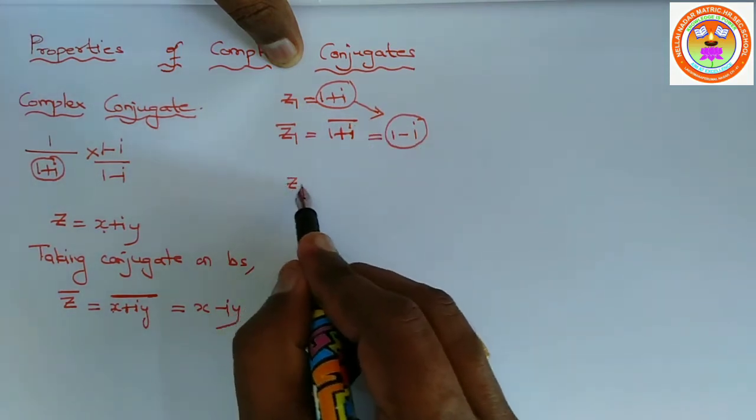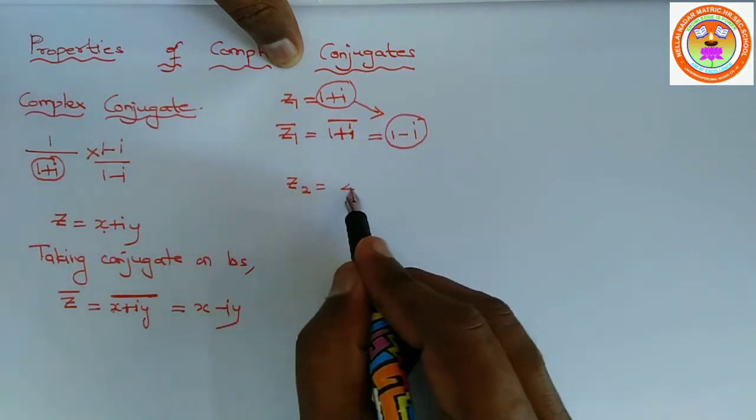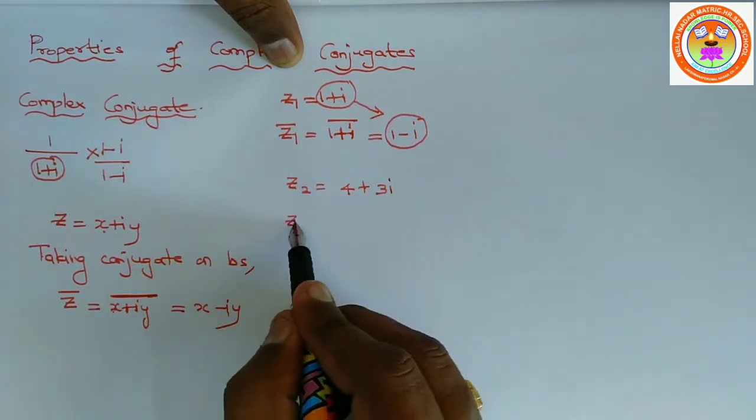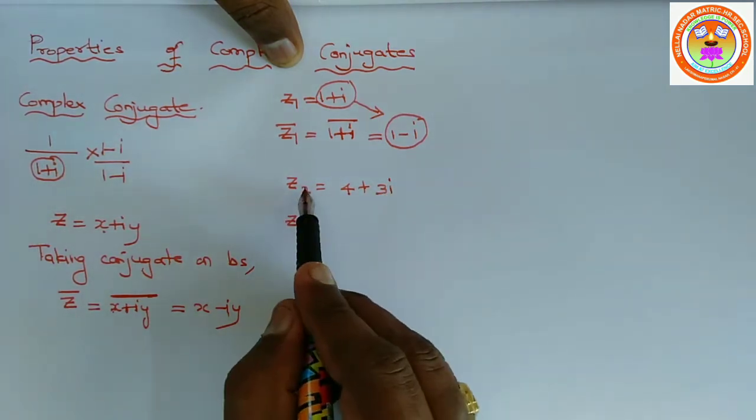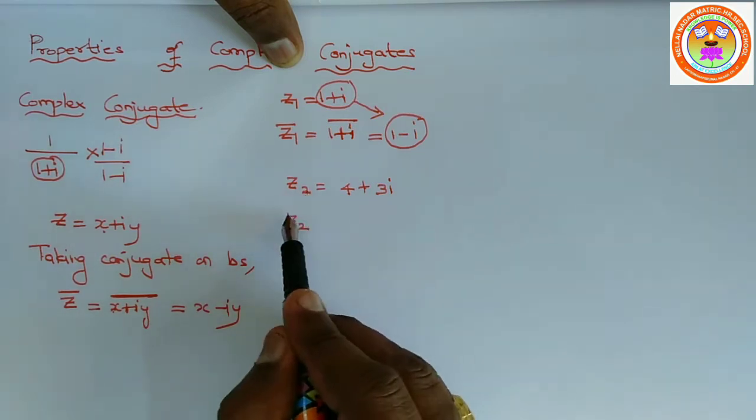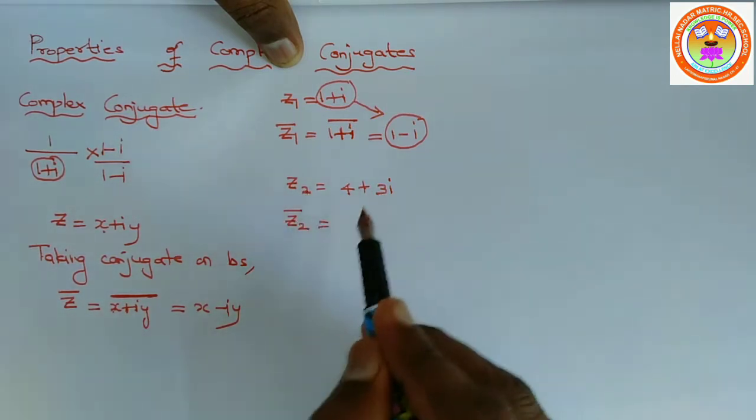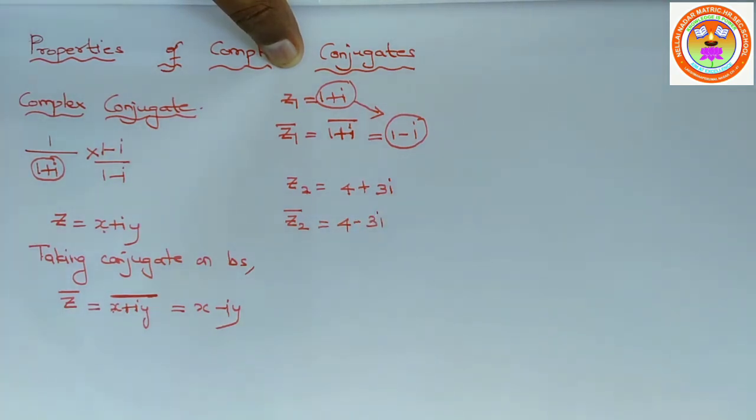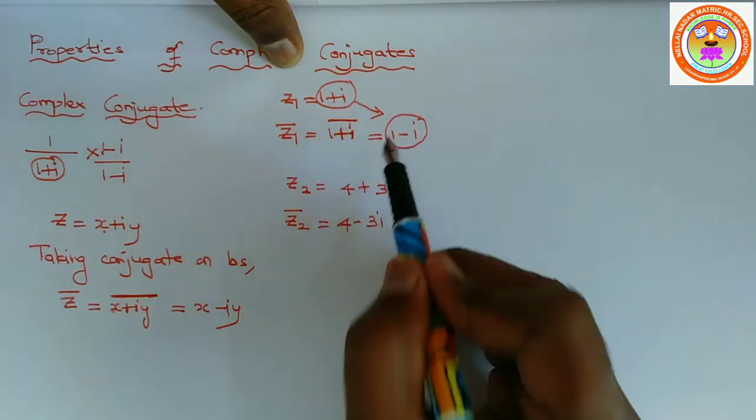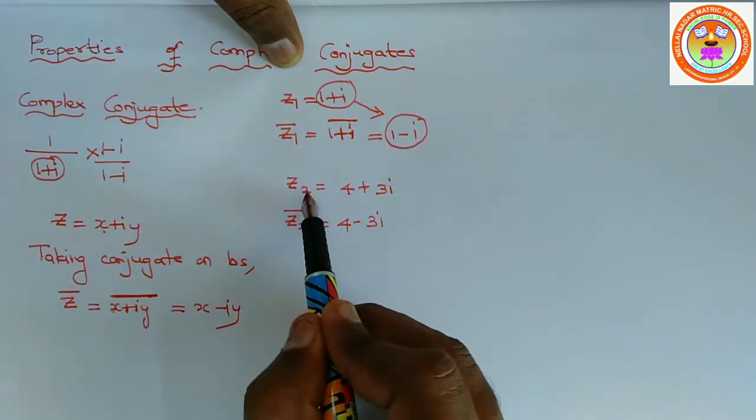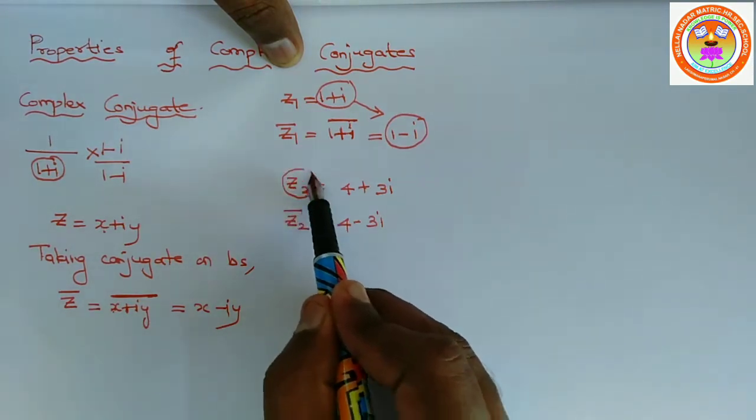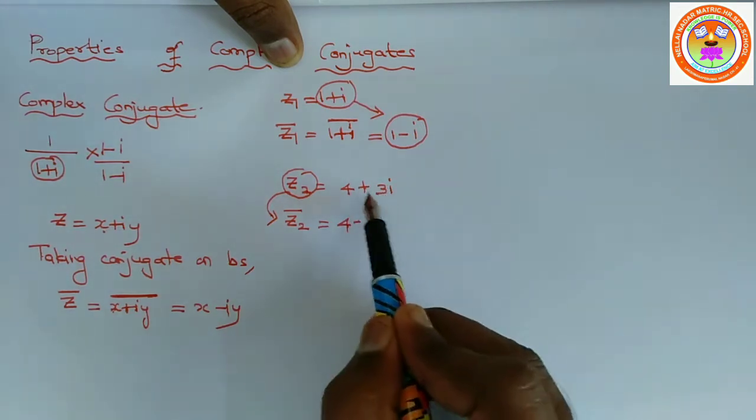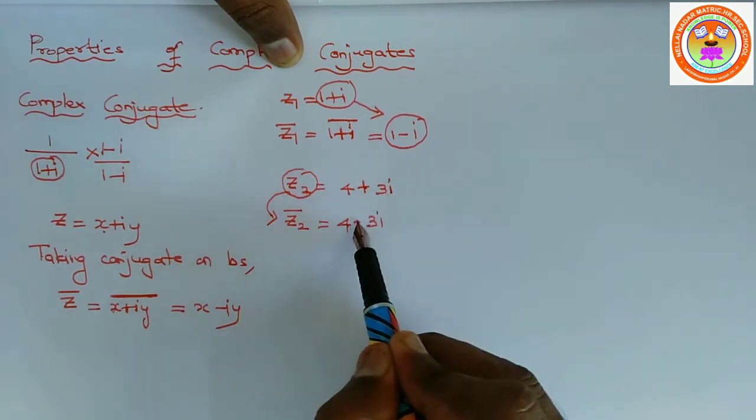I am going to give you a few more examples. z2 is equal to 4 plus 3i. The conjugate of z2 is nothing but z2 bar. The conjugate of 4 plus 3i is nothing but 4 minus 3i. You can write the direct answer; you don't need to put the bar. 4 plus 3i is nothing but 4 minus 3i. The plus i changes to minus i.